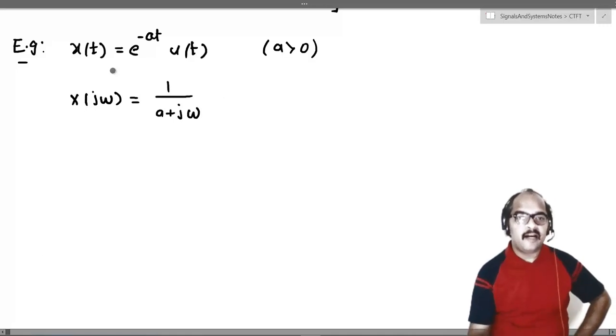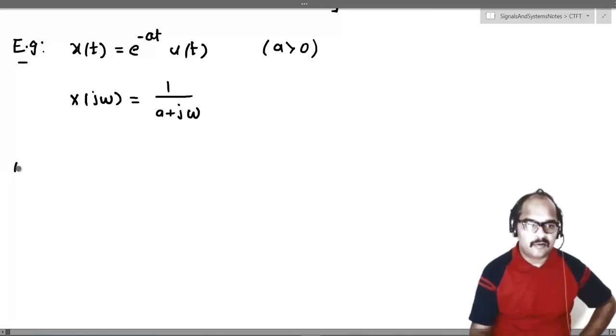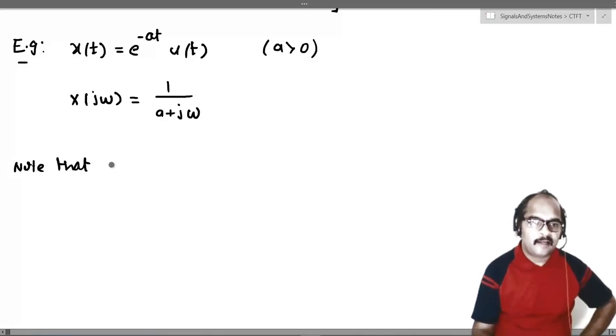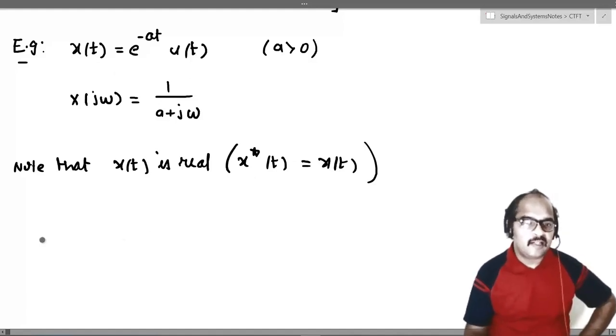Note that the given signal x of t is real. So definitely what should happen to the Fourier transform? We'll write down that. Note that x of t is real, correct? That implies x star of t is equal to x of t. If you take the conjugation of x of t, you get the same signal. So definitely the signal is real.